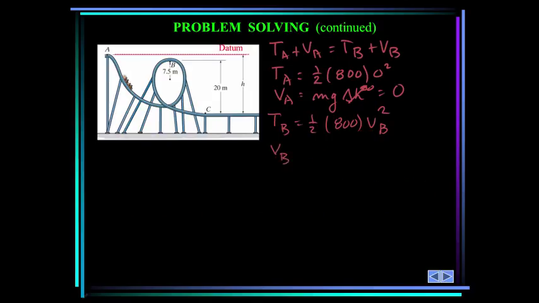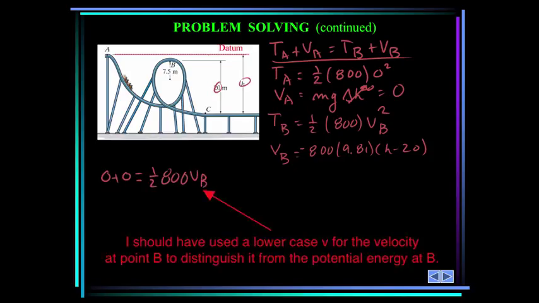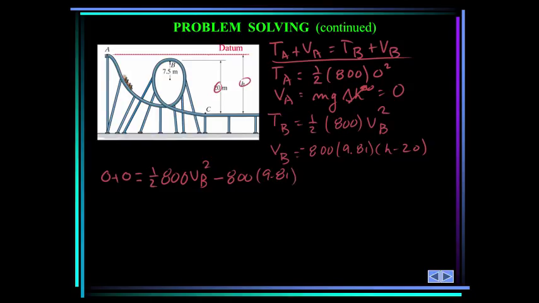The potential energy at B is the mass times gravity times the difference in height between A and B, which is going to be h minus 20. You have to be careful though, because this is going to be negative potential energy since it's below the datum, so we'll put a minus sign there. So now we can go back to this equation here. Kinetic energy at A plus potential energy at A is equal to 1/2 800 velocity at B squared minus 800 times 9.81 times h minus 20.